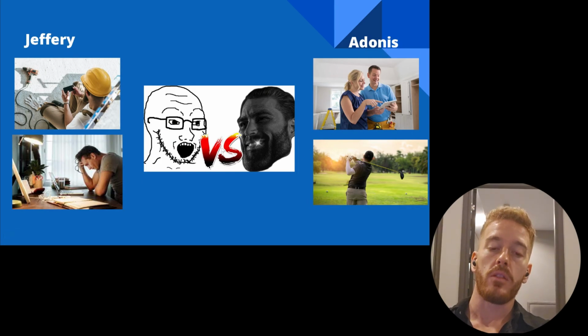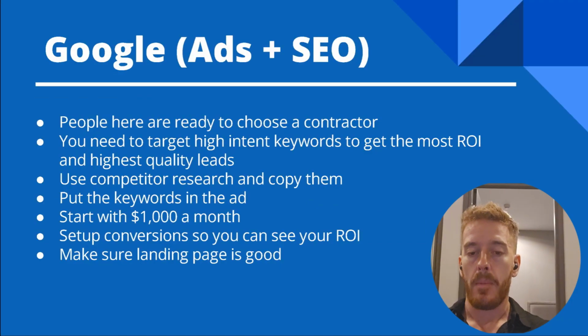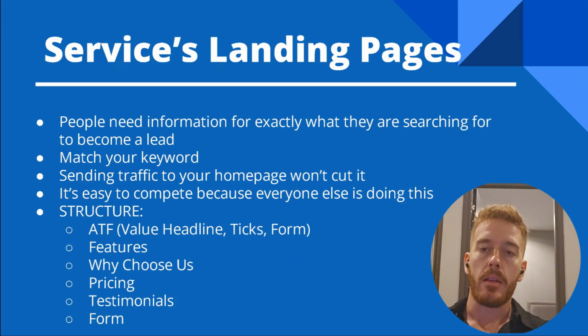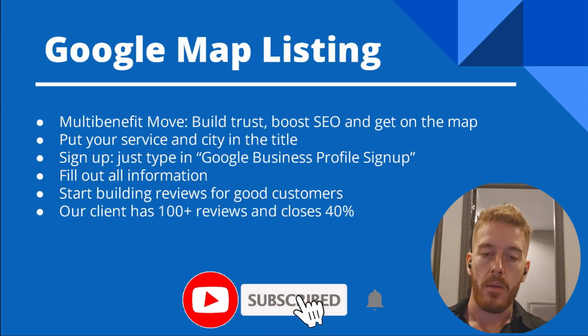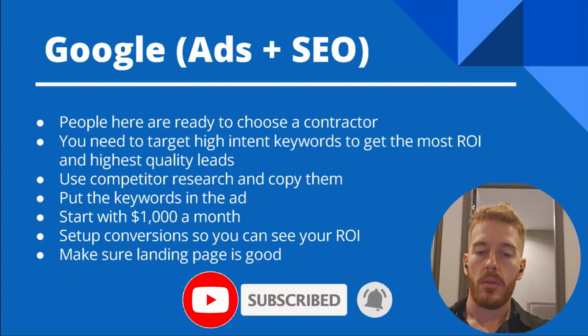There's three main components to this strategy. This is my exact strategy that I use for all my clients. It's proven. It's going to be targeting only the highest intent customers. And the three parts are firstly Google Ads, landing page domination, and making sure your Google Map listing is maxed out. So first one, we've got Google Ads and SEO.